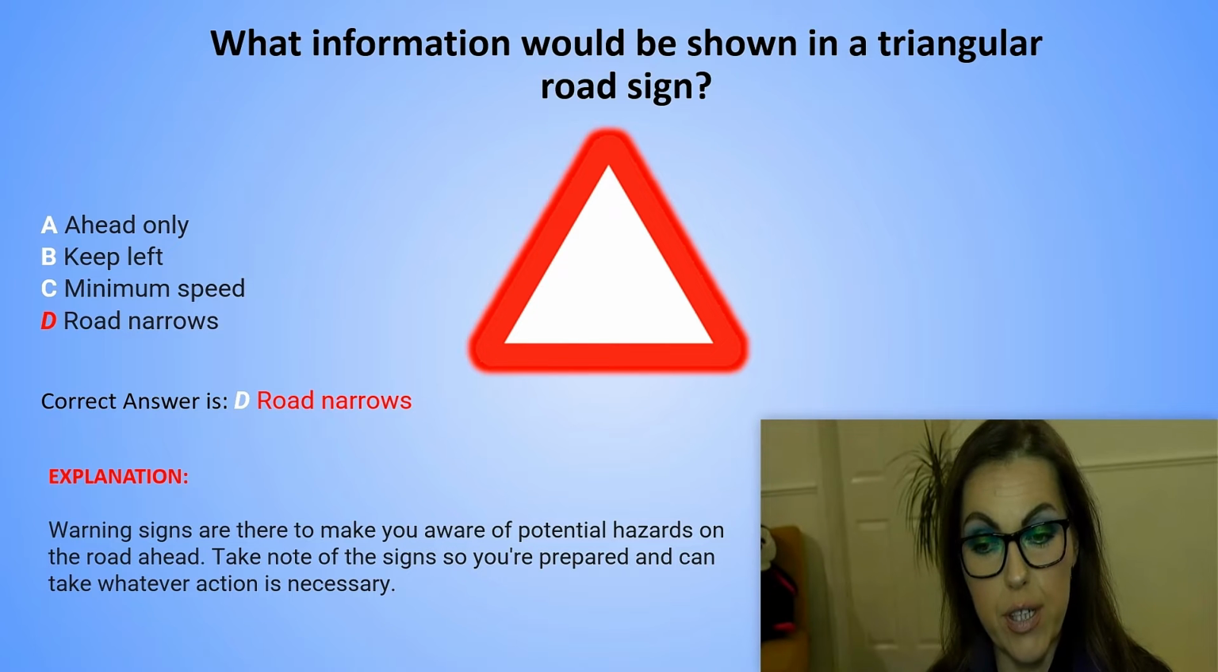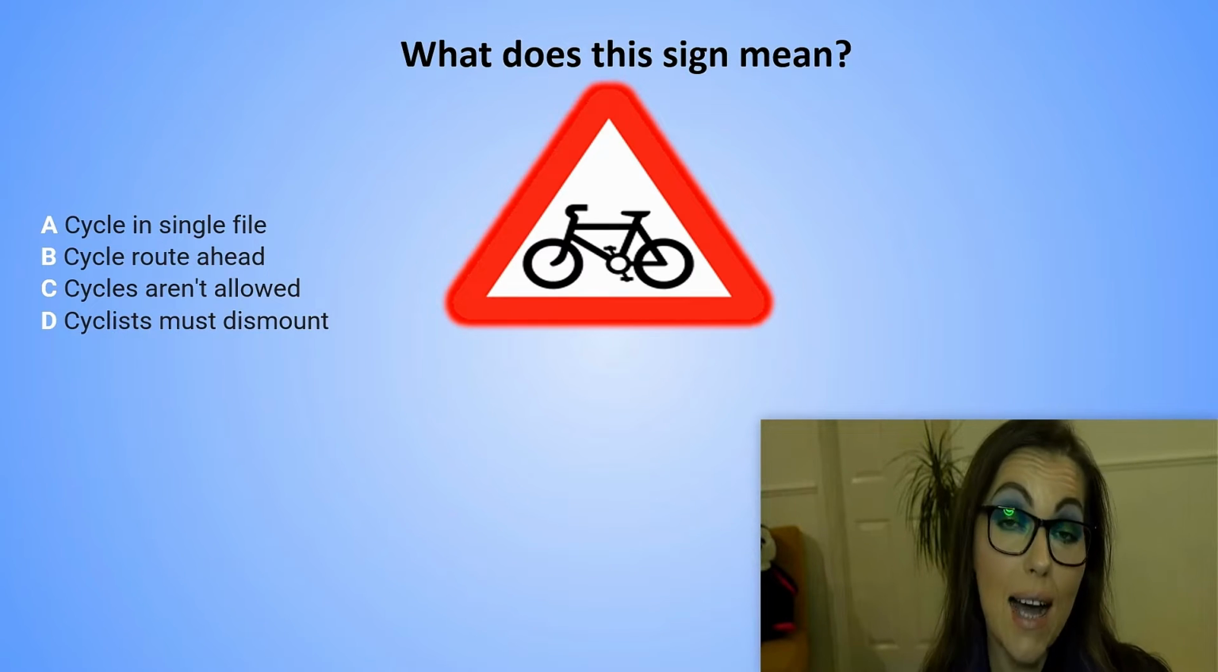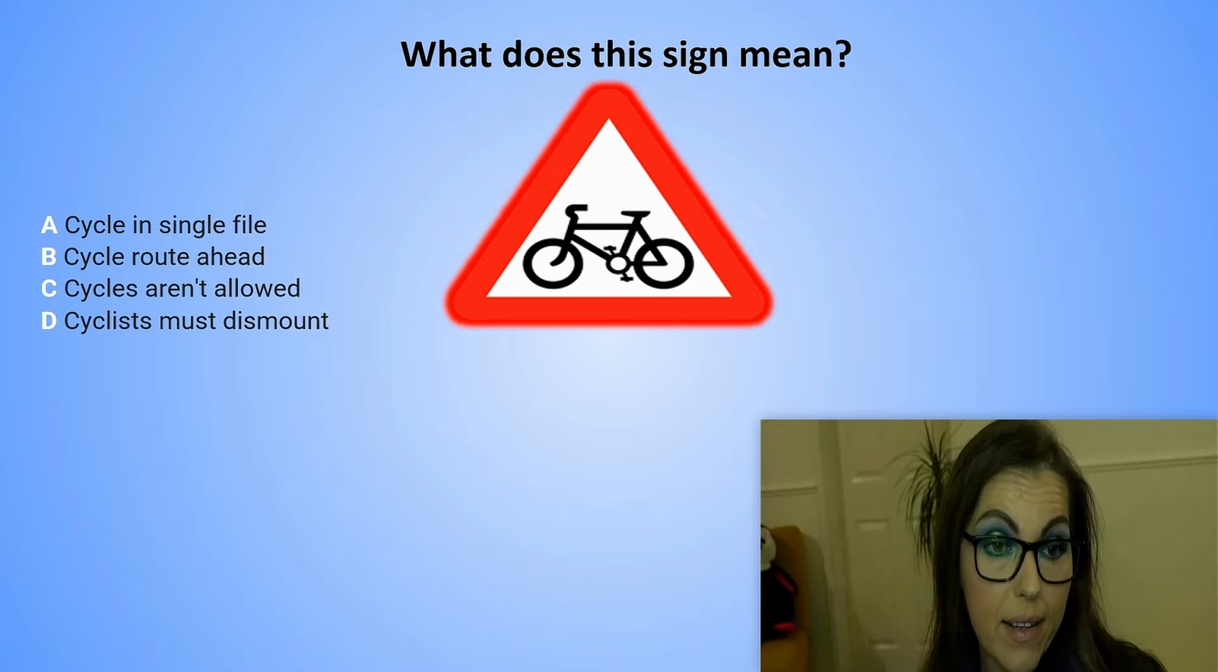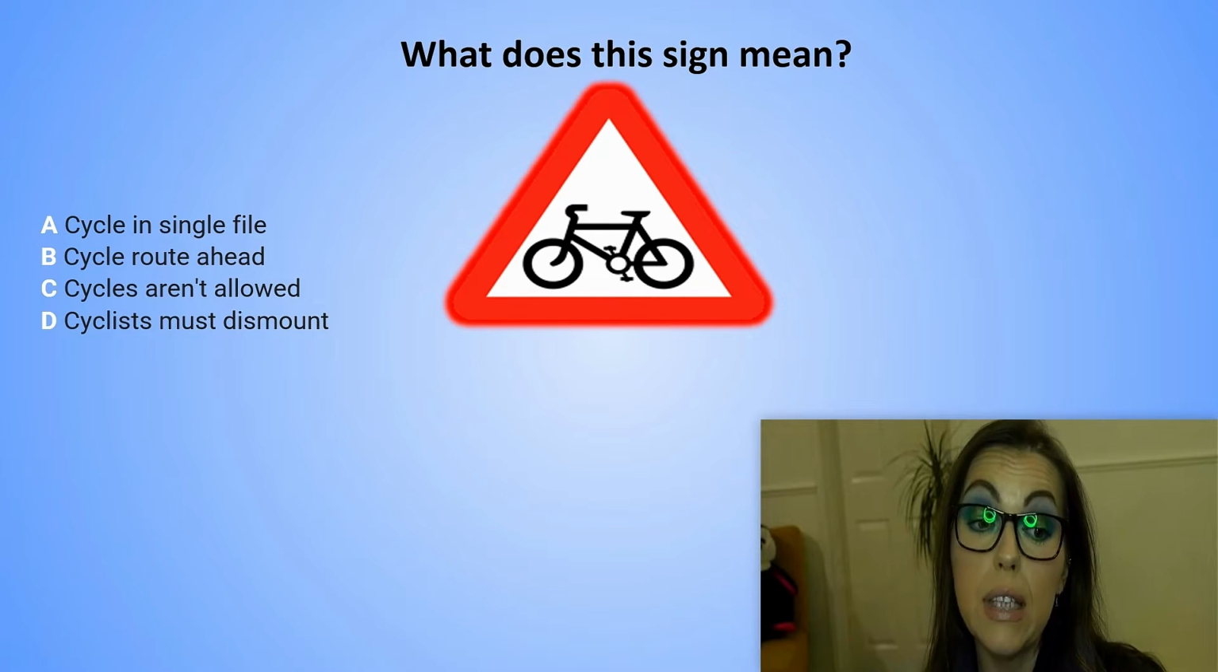Next question. What does this sign mean? A. Cycle in a single file. B. Cycle route ahead. C. Cycles aren't allowed. Or D. Cyclists must dismount.